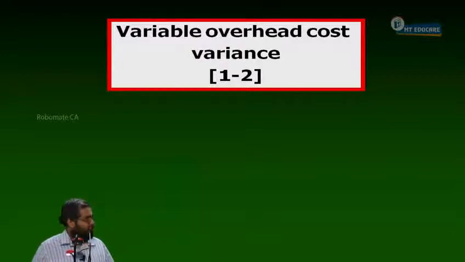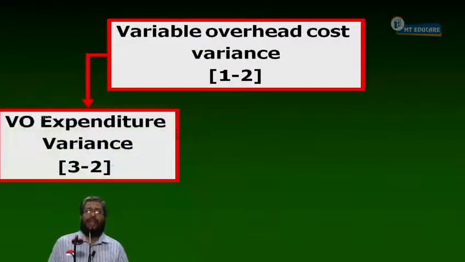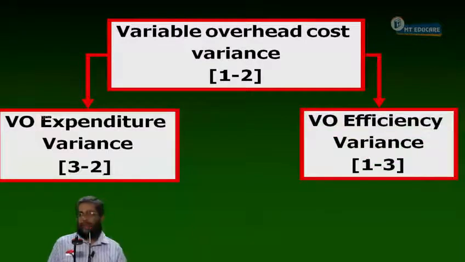Branch it into 2. Variable overhead expenditure variance is 3 minus 2. Variable overhead efficiency variance is 1 minus 3. That's all regarding the variable overheads format.